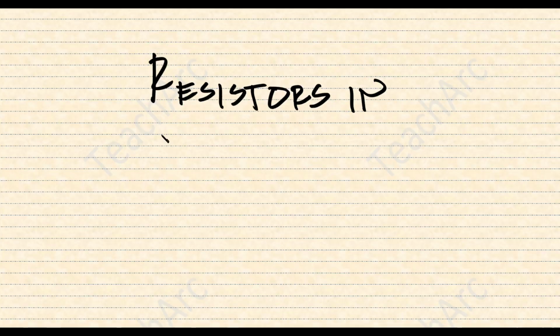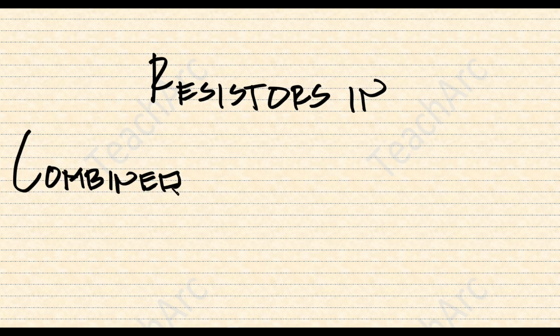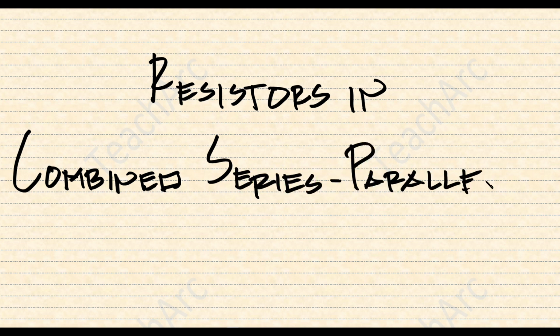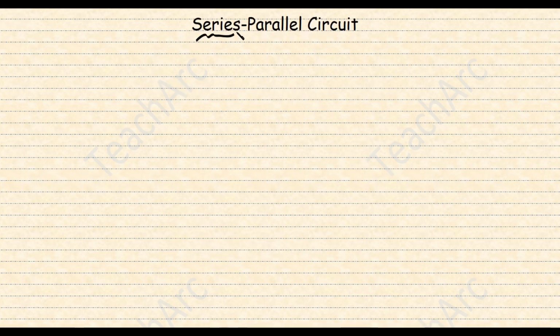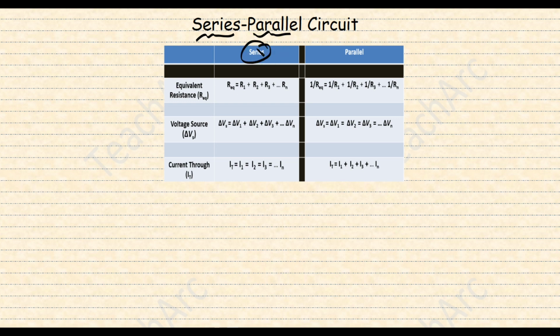Simplifying series parallel circuits is proven to be a difficult task for some. In this video, I will be providing not one, but two methods of simplifying resistors in a combined series parallel circuit. But before that, let's not forget how to solve for equivalent resistance for resistors in series circuit or in parallel circuit, as well as the voltage source and the total current running through the circuit.